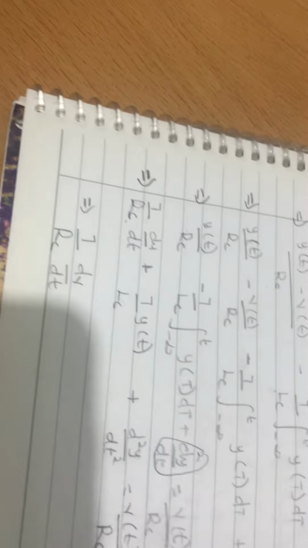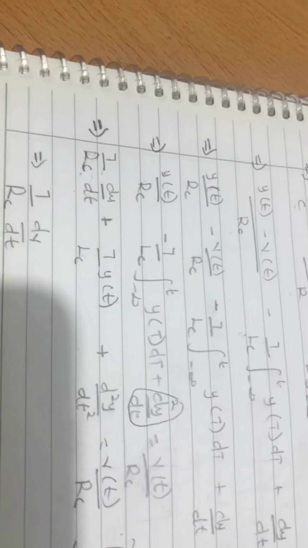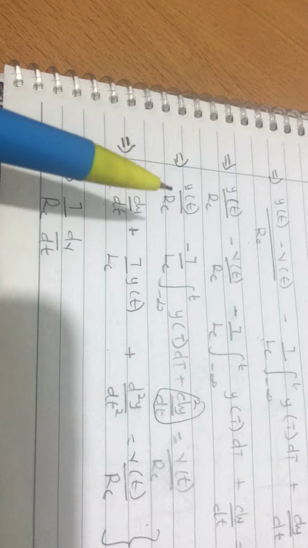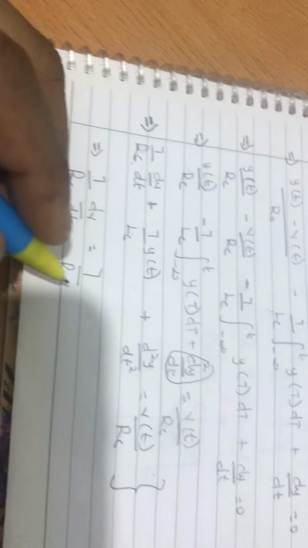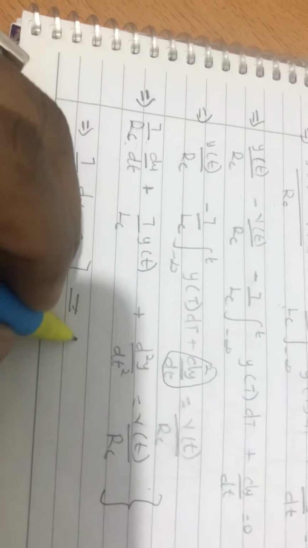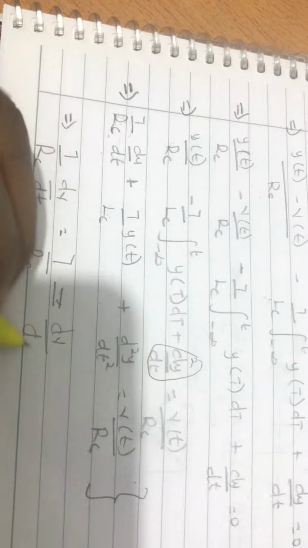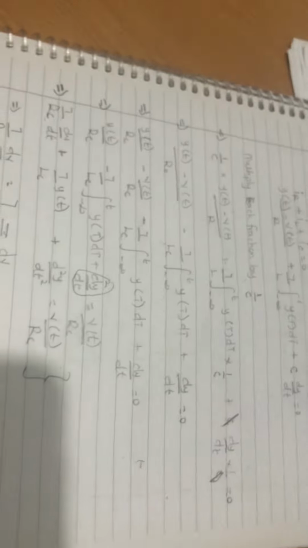And then when you do your maths well, you're going to get 7 all over rc times dv dt, which we've gotten, 7 over rc with respect to dv over dt. So that is all about this question.